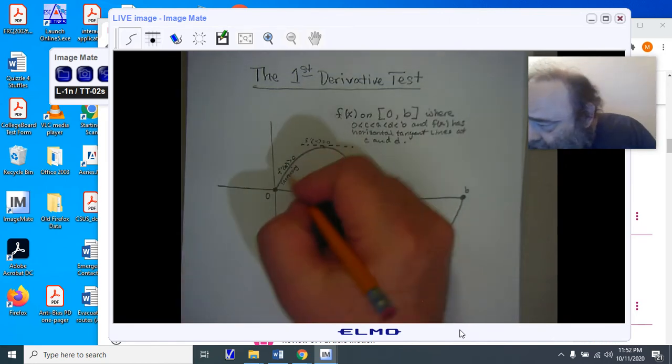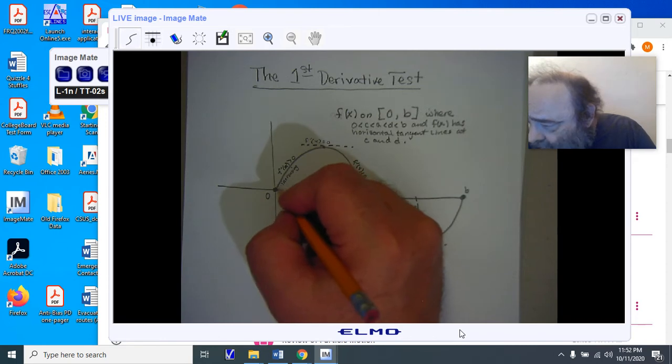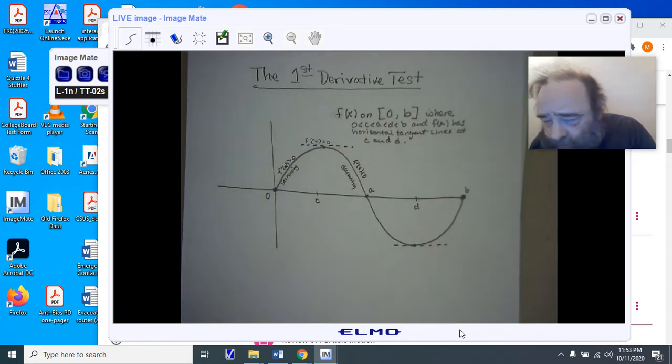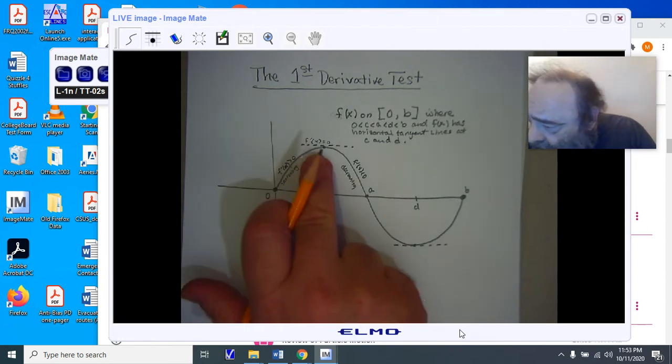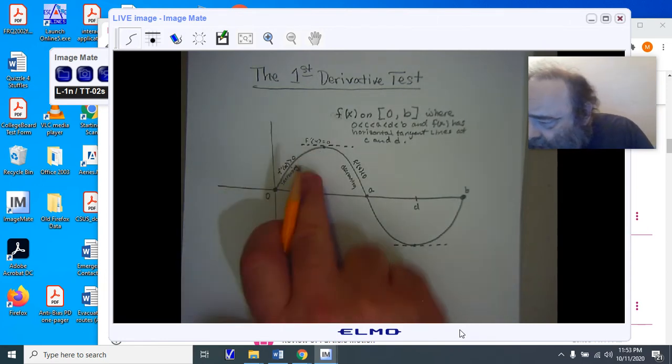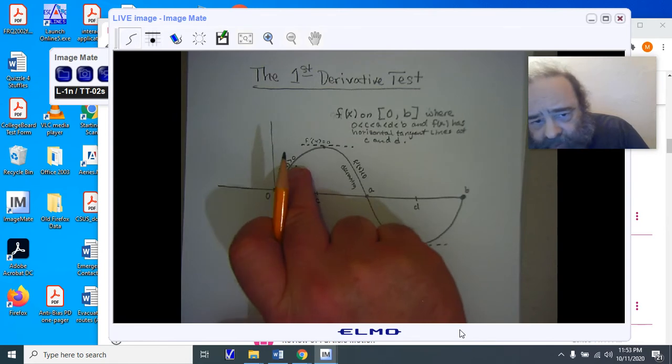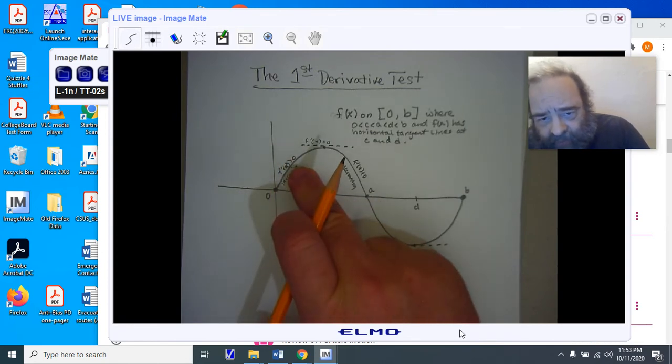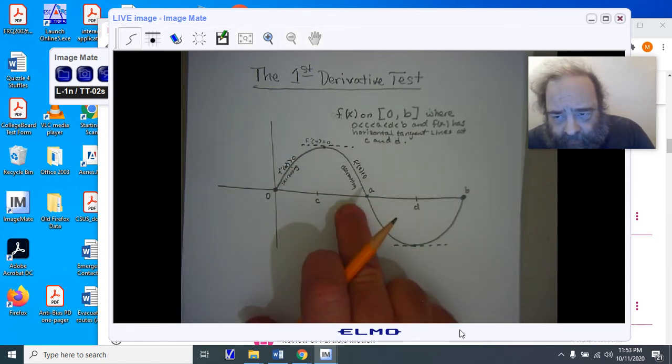Now, for the first derivative test to occur, we have to have a function that is differentiable, it's continuous, has a critical value, and has a change in sign for its derivative from a positive to a negative.